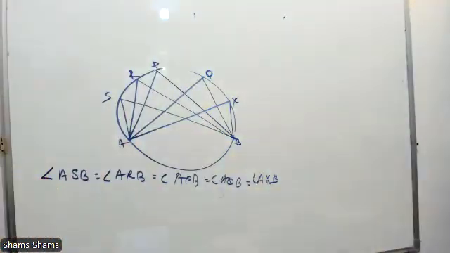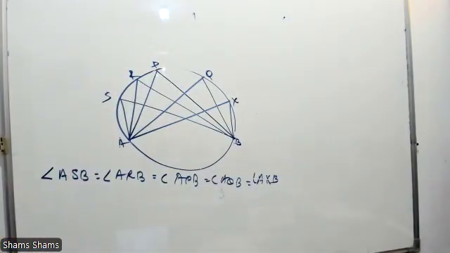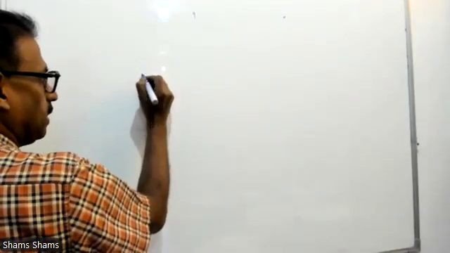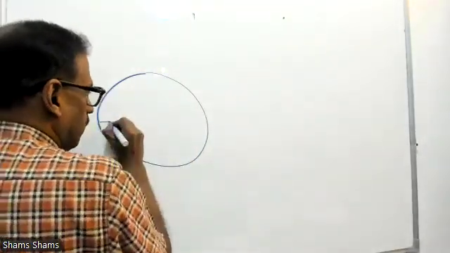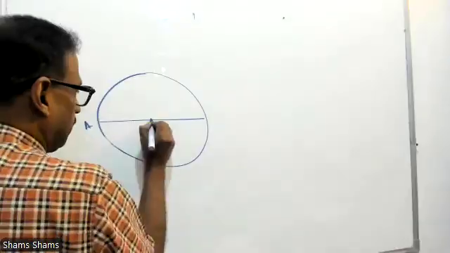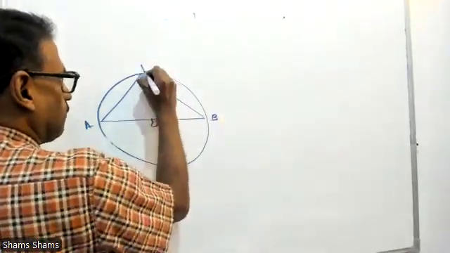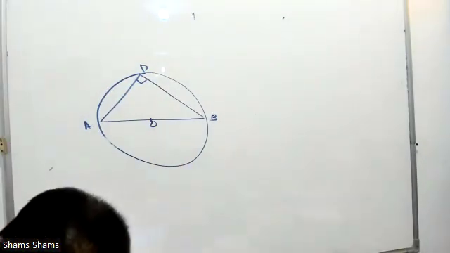Okay. We have now finished this one, right? Now next theorem. Angle in a semicircle is 90 degrees. Angle in a semicircle, right. This is 90 degrees. Angle in a semicircle is 90 degrees.